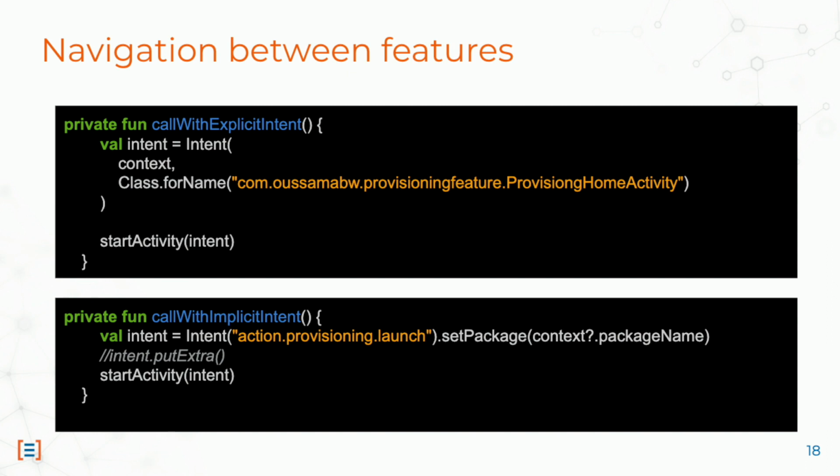But the second one, the developers found this kind of way. It's an implicit intent. So we declare an intent, and if a library wants to launch another library, it says, okay, action provision launch. The Android system will handle this broadcast, and we should declare this intent in its manifest.